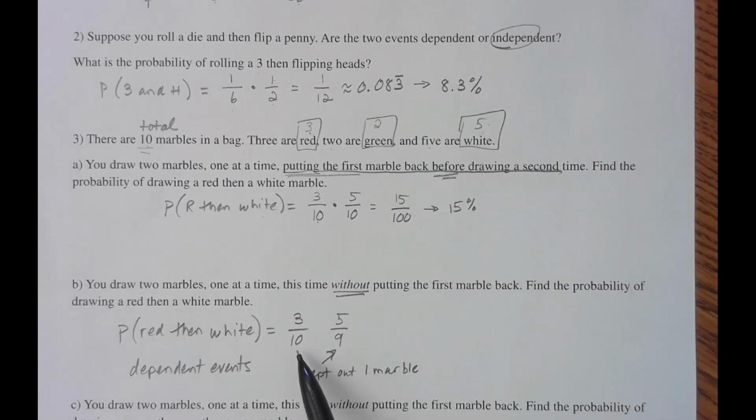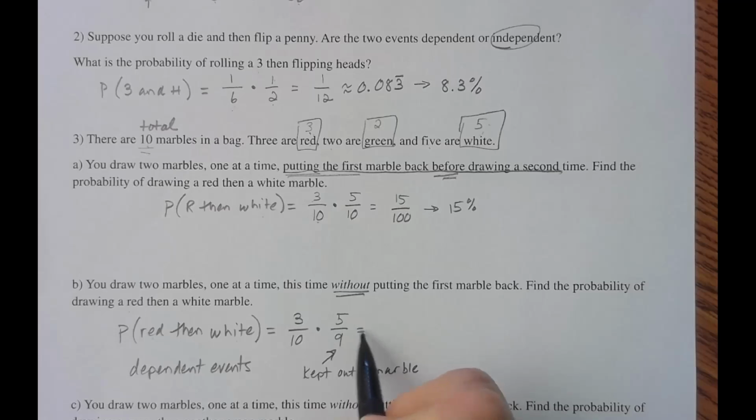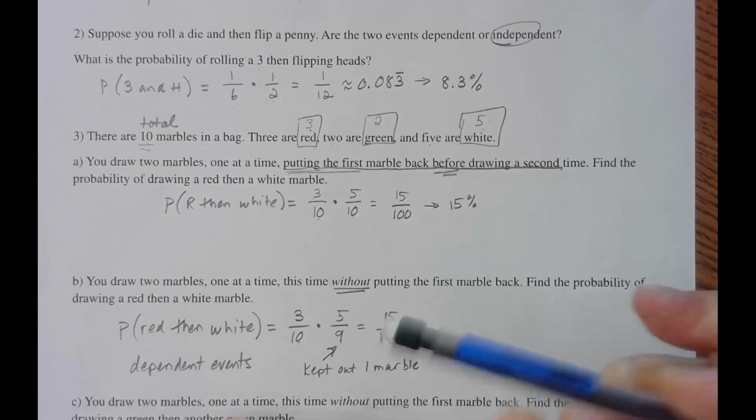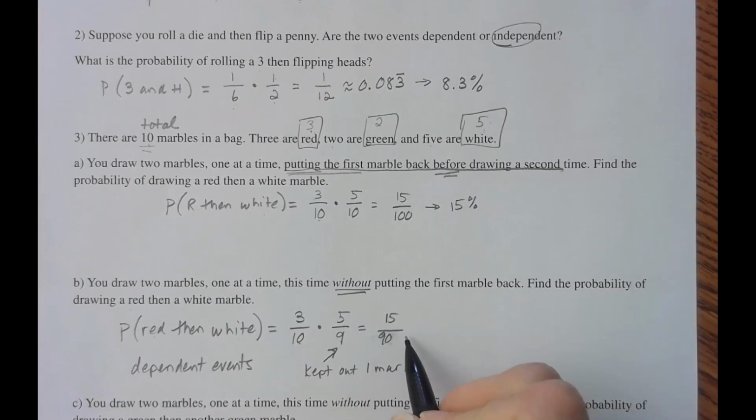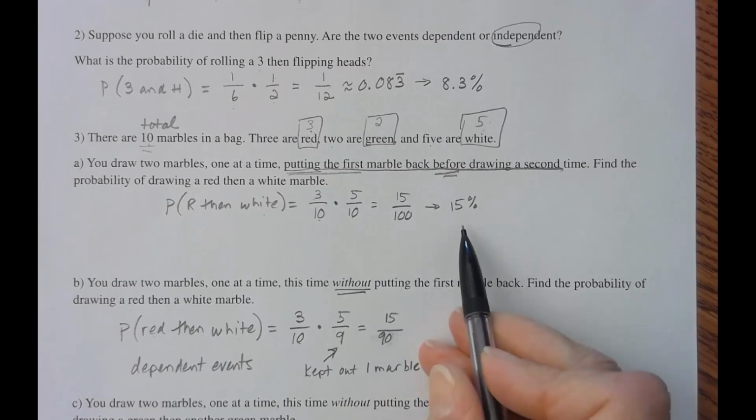When I held on to that marble, it changed the probability of drawing a white marble the second time. I'm still going to multiply. 3 times 5 is 15. 10 times 9 is 90. And I'm going to change this to a percent so it's easy to compare with my first one.